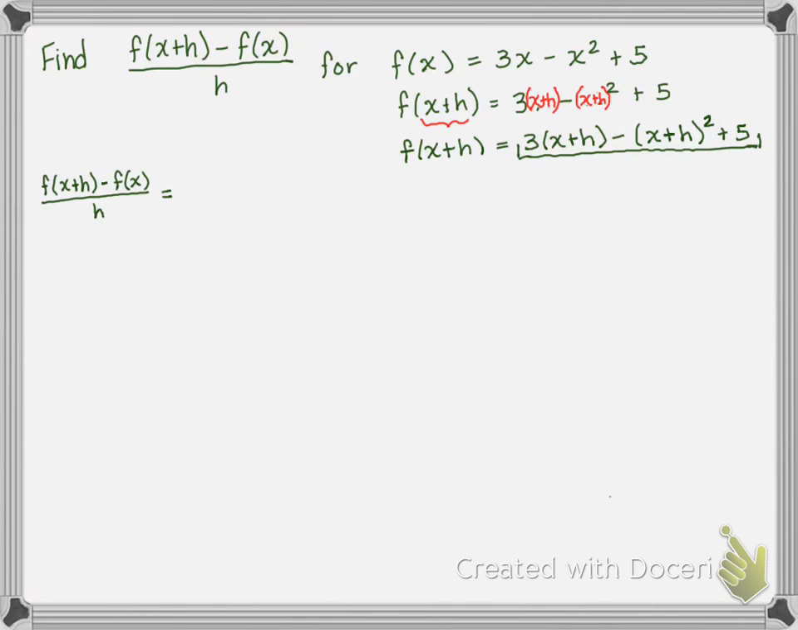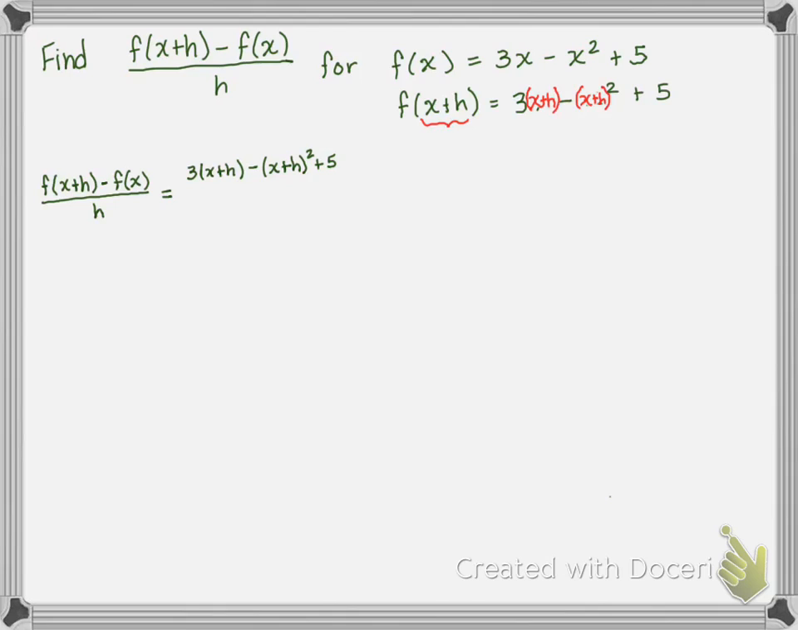So the whole right side of that is 3 times x plus h minus x plus h squared plus 5. And then I want to subtract f of x. I have to erase this. Is that okay? I went and like pinned myself into a corner. But you guys got that part, right? Okay.